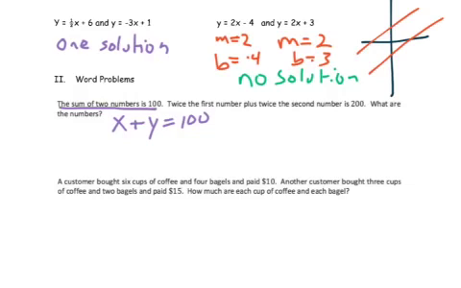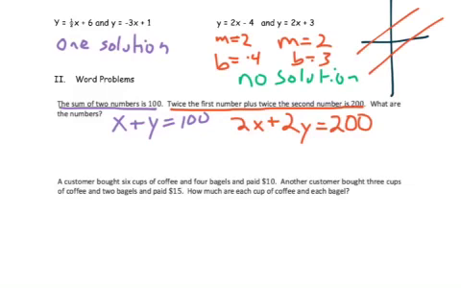The second statement says twice the first number plus twice the second number is 200. Well, how would I write that down? I would write twice the first number, so 2x, plus twice the second number, that's 2y, equals 200. Okay? So now, is this a one solution, no solution, or infinite solution?